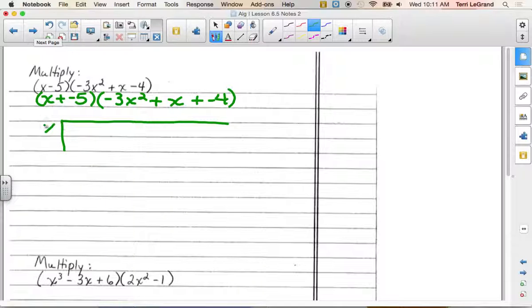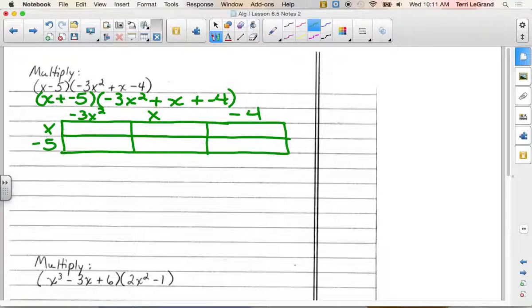And I'm going to put the first polynomial, I'm going to make it a 2 by 3, because it's a binomial times a trinomial. So I have my x and my negative 5. I'm going to have a negative 3x squared here. But I want to leave enough room to show the multiplication, because in our notes we're going to do this, okay? So let's make that rectangle about that big. Put the x here, and we'll make that rectangle about the same size, and our negative 4 here, and now we can finish up our rectangular array.